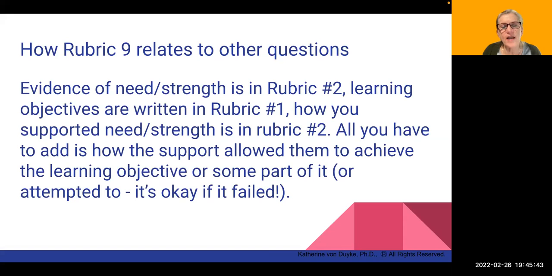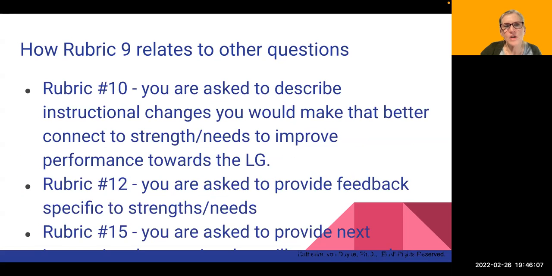By the way, it's okay if they didn't achieve the learning objective. If your support failed, that's fine too, because the TPA is not about your students succeeding. It's about you enacting all the good parts of teaching, then reflecting and assessing on how it went, and then at the very last commentary, you'll be asked to think about what would you change, what would you do differently. Actually, in rubric 10 next, and in rubric 15.